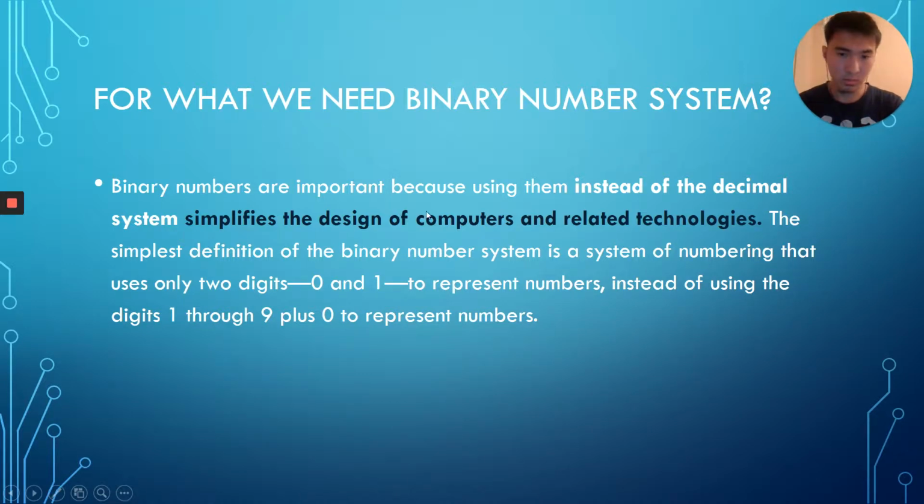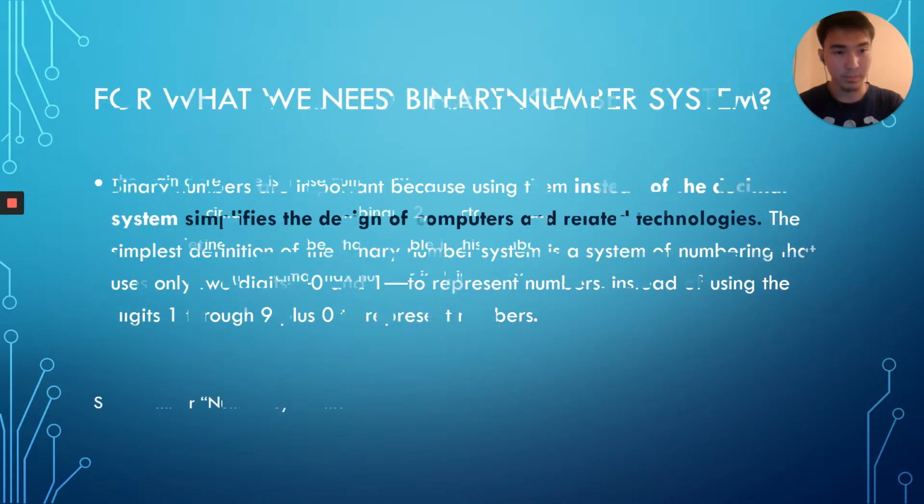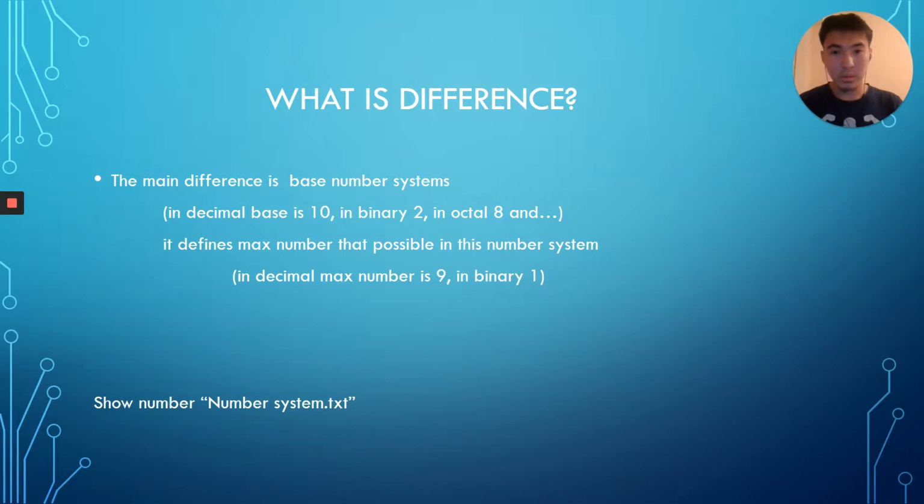So let's know what this binary number system is and what the difference is between it and the decimal number system. The main difference is the base of the number systems. In decimal, the base is 10, in binary 2, in octal 8, and so forth. This base defines the maximum number that is possible in this number system.